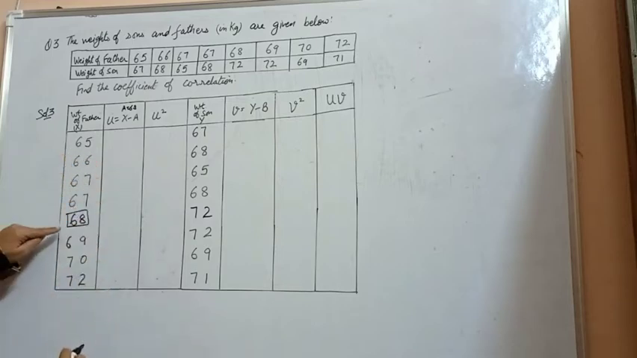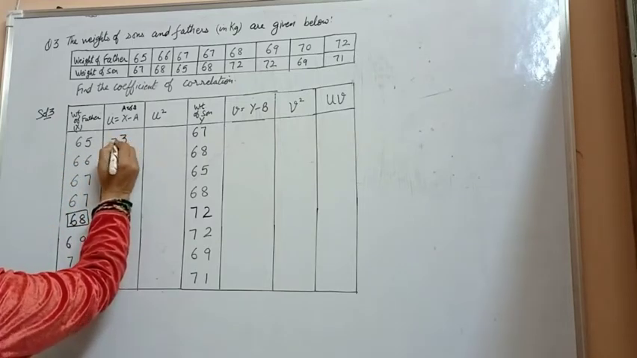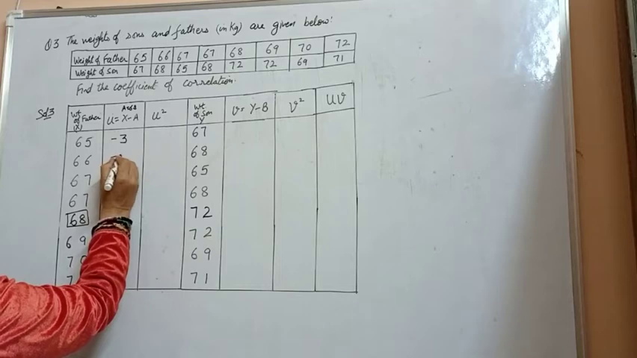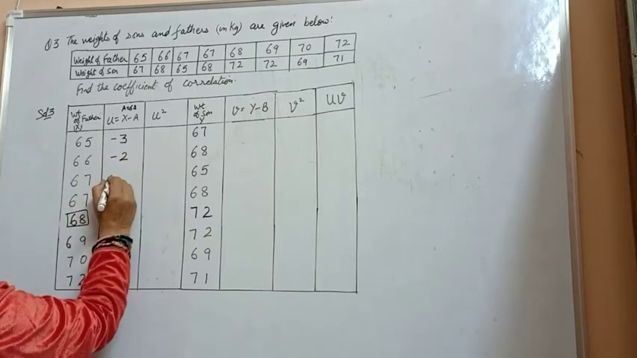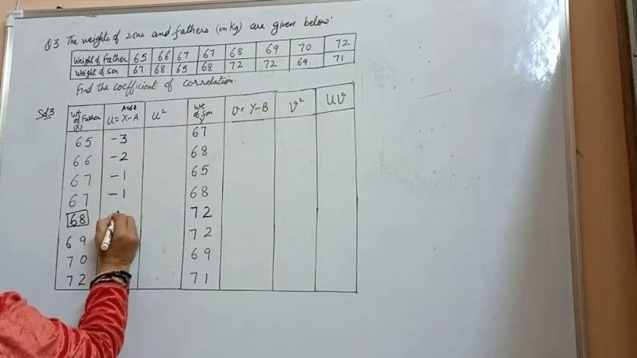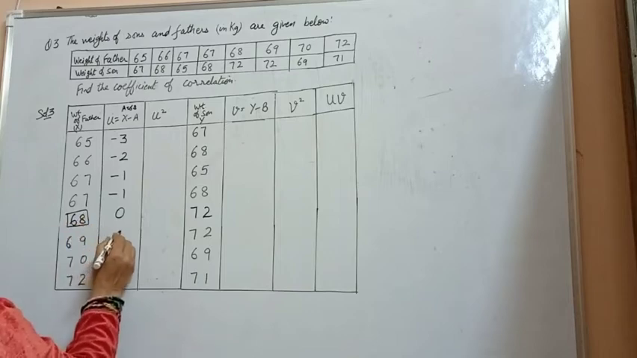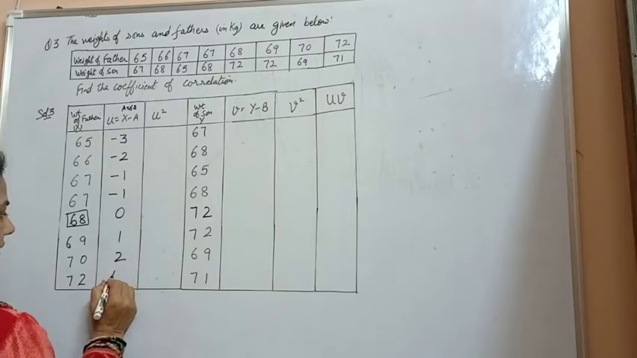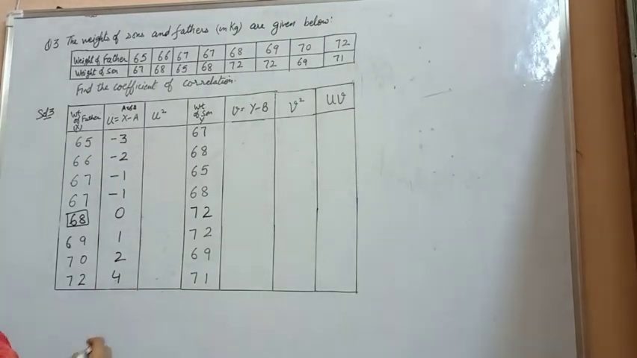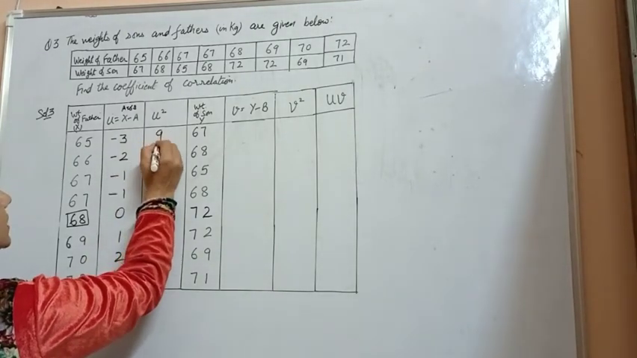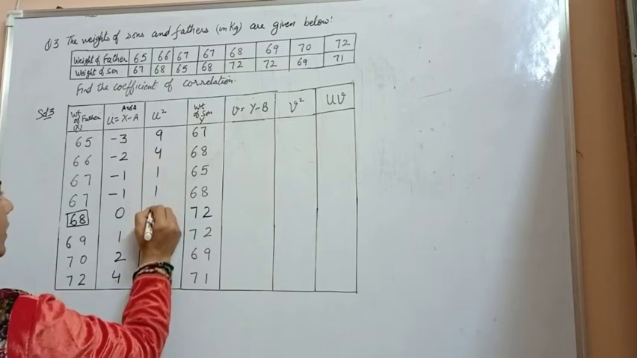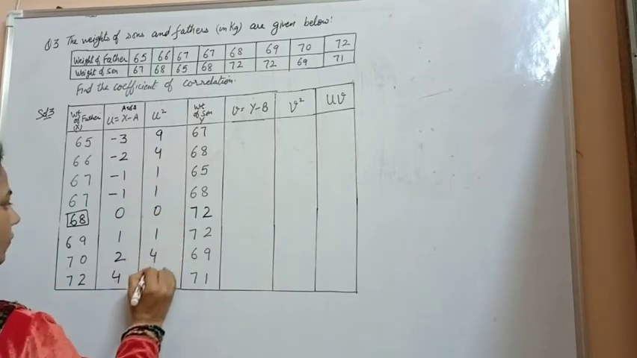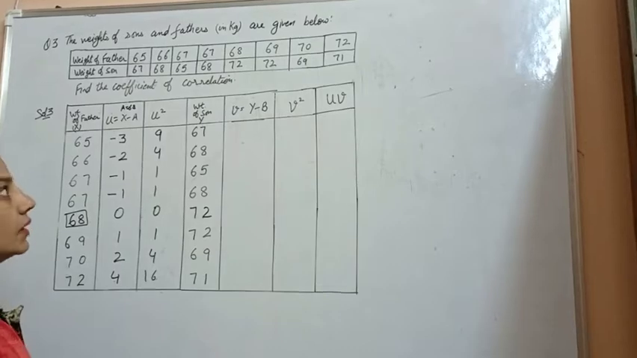Now 65 minus 68 is minus 3. 66 minus 68 is minus 2. 67 minus 68 is minus 1. Minus 1, 0. 69 minus 68 is 1. 70 minus 68 is 2. 72 minus 68 is 4. Take the square of this: 9, 4, 1, 1, 0, 1, 4 and 16.